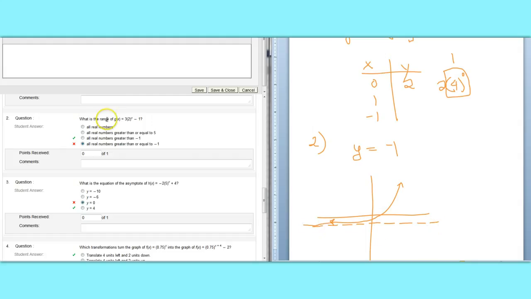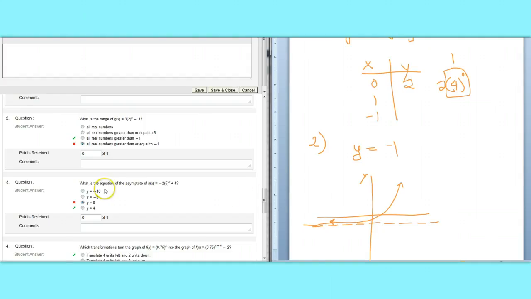Well, we're asked for the range, which is the y values. So if we look up and down, that's what you do when you're trying to find your range. We can see that there's not going to be any numbers down here because our graph's never going to cross this asymptote. So below -1, you're not going to have anything. Above -1 is where your graph is. And so that's where the answer here is all real numbers greater than -1. You can't say equal to -1 because the dashed line means that it's not actually going to touch -1. It can get really, really close to it, but it can't touch it.